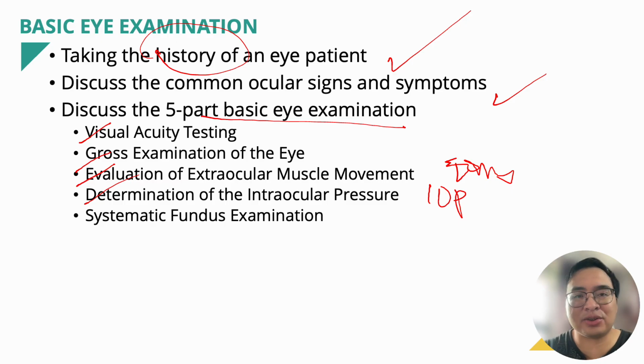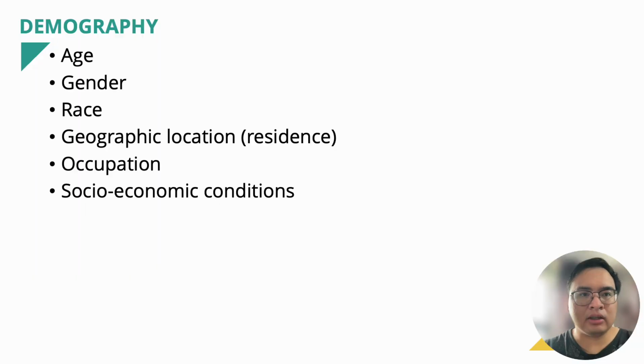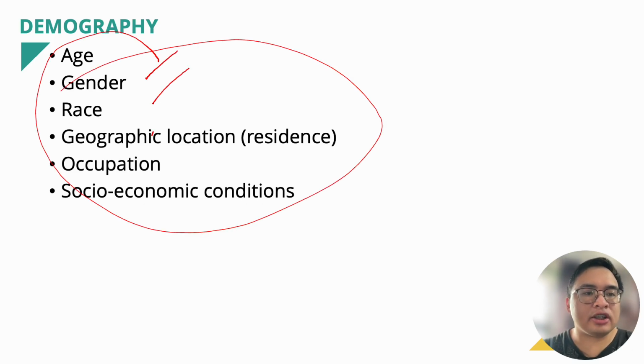Let's start first with the history. So the history could be divided into this outline. Let's start with the demography. You need to ask for the basic demographic data: age, gender, including race maybe, but mostly Filipino, geographic location or residence, occupation, as well as socioeconomic conditions.